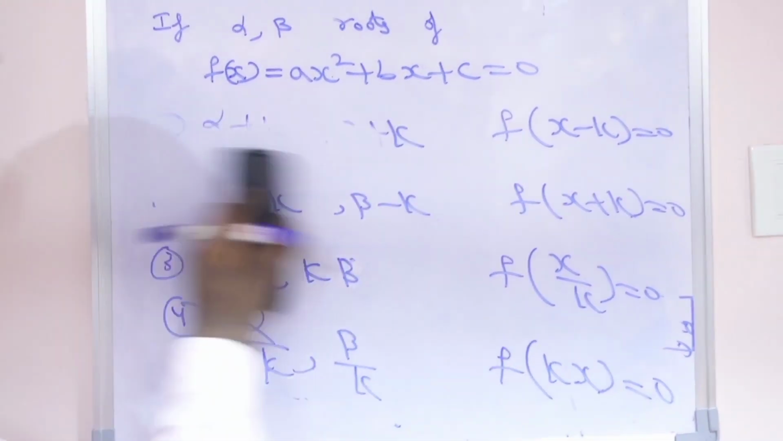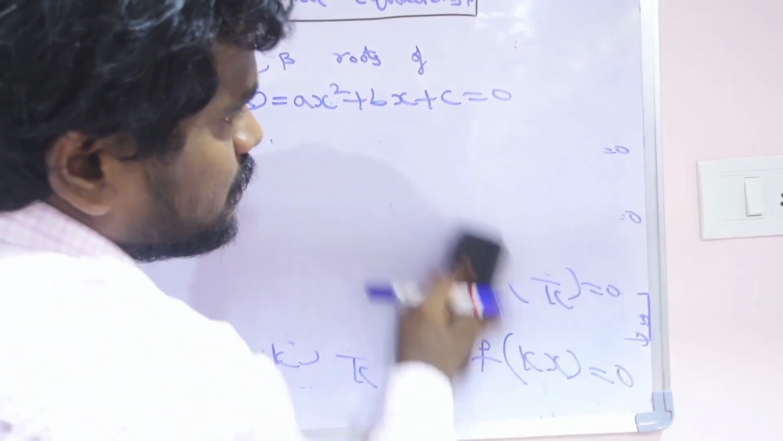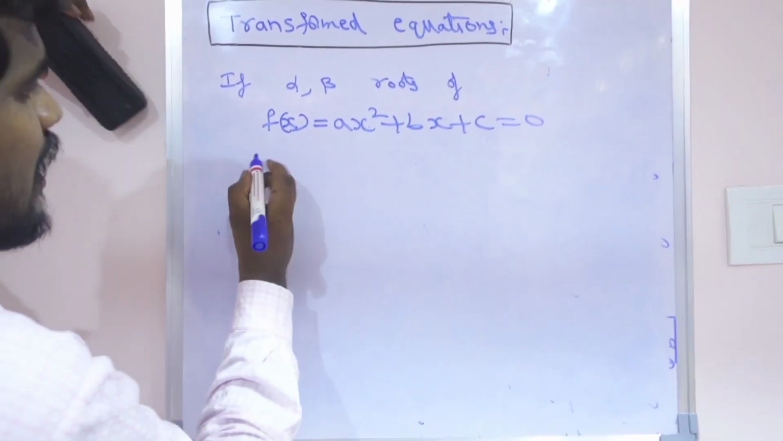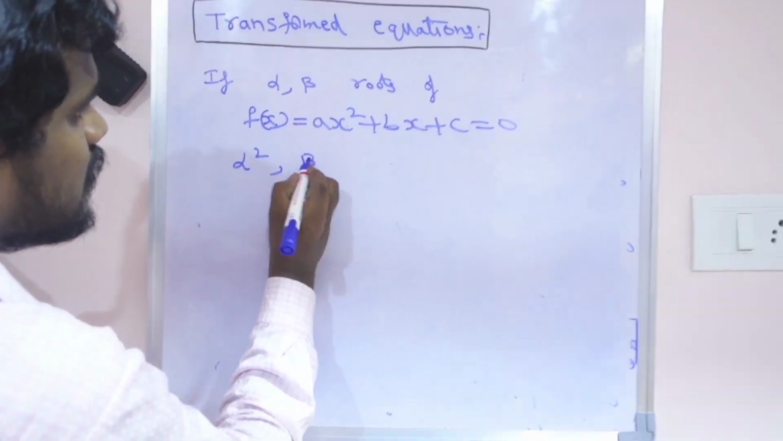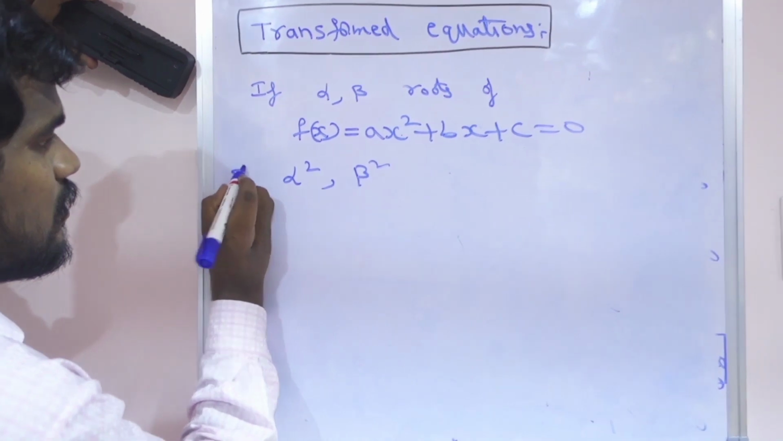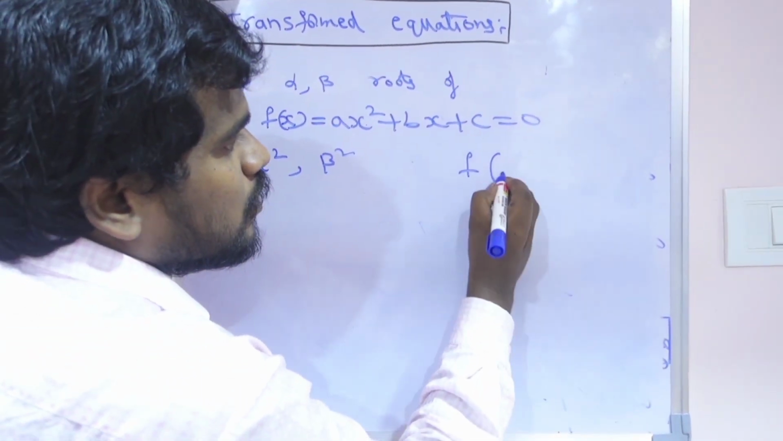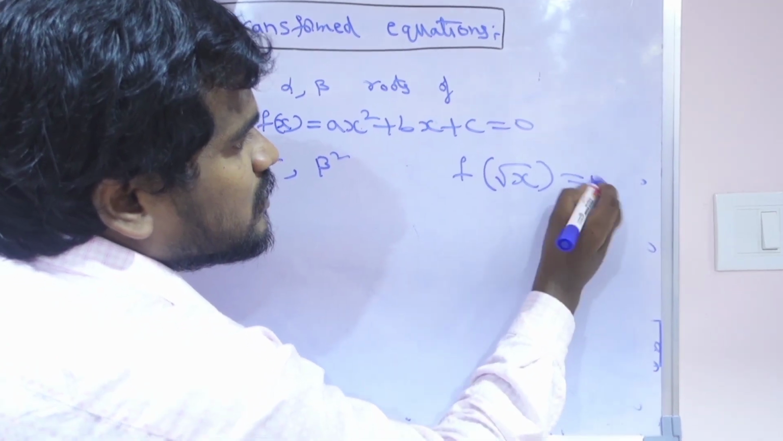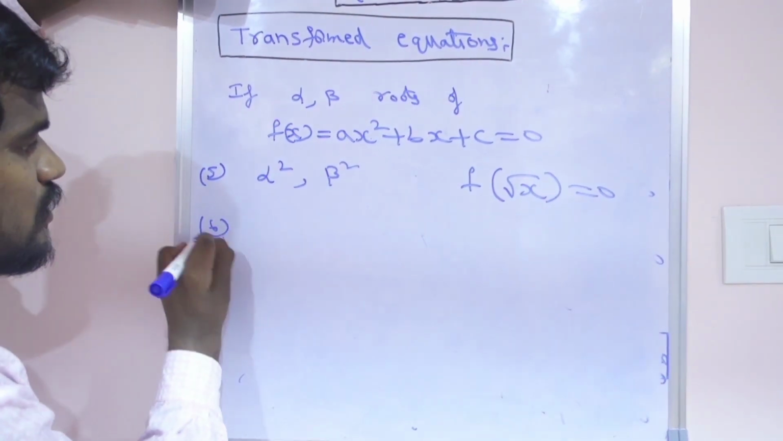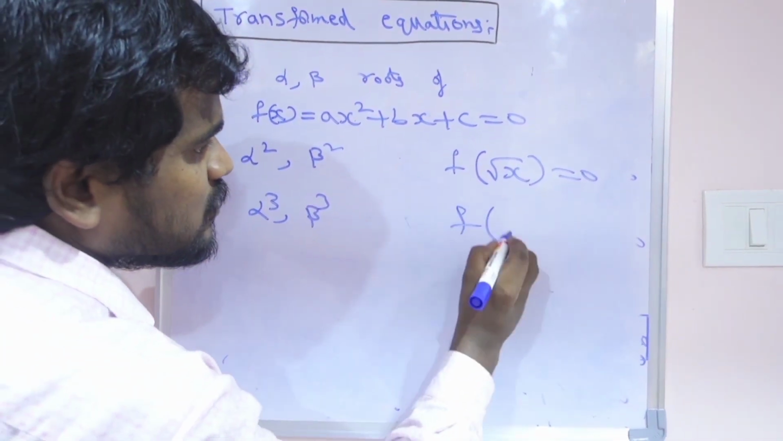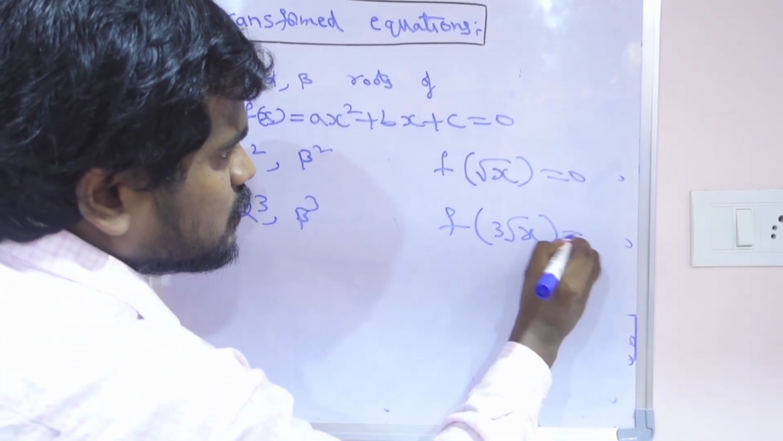Okay. Next, fifth point. Suppose alpha square and beta square. What is the transformed equation? So square means we can take the root. So f of root x is equal to 0. This is the transformed equation. Suppose alpha cube and beta cube. Then what is the transformed equation? f of cube root of x is equal to 0.